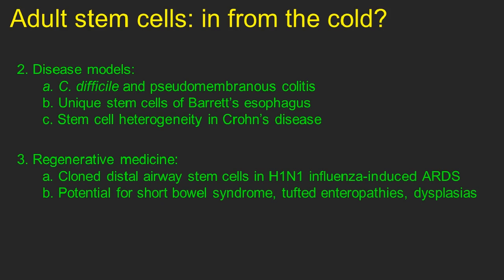And we'll touch a little bit on some ongoing work in the laboratory with regards to stem cell heterogeneity and Crohn's disease and how this technology can resolve that. And in terms of regenerative medicine, I think over the long run, this type of technology will be very powerful. We've recently shown that you can use a single cell derived clone of distal airway stem cells to repopulate the lungs of mice that have been damaged with H1N1 influenza. And hopefully, with regards to the intestine, we can be doing similar things for short bowel syndrome, tufted enteropathies, and dysplastic syndromes that need some type of replacement.